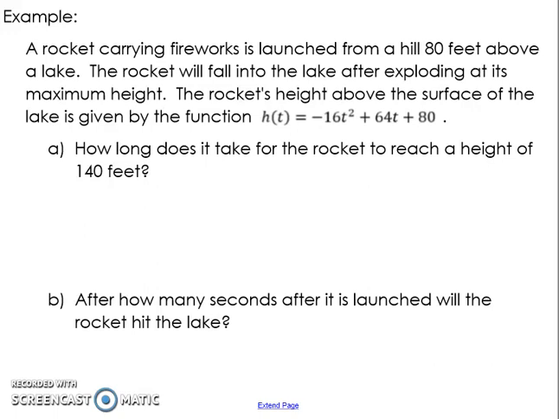Okay, now looking at this example, you have a rocket carrying fireworks being launched from a hill 80 feet above a lake. The rocket will fall into the lake after exploding at its maximum height. The rocket's height is given by this function. Even though we have the word maximum, it's not part of our question. It's part of the setup. It's saying that at some point it reaches maximum height and then it starts to fall back down.